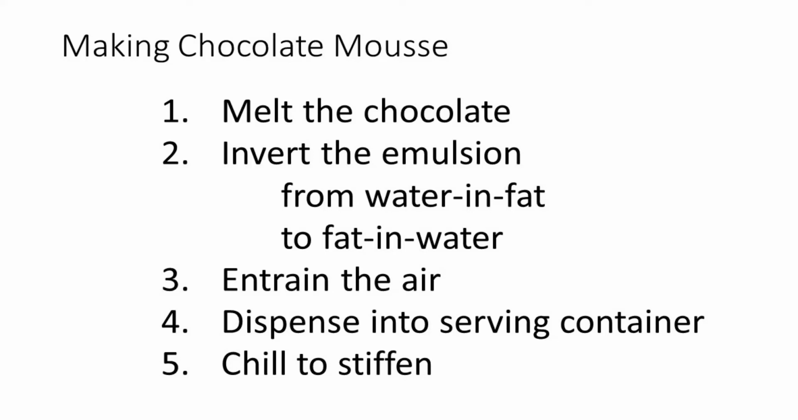Almost all chocolate mousse recipes are made using 5 basic steps. First, you melt the chocolate. Without the chocolate being in liquid form, you cannot entrain air. Second, you invert the emulsion from water and fat to fat and water. This allows the chocolate to stay liquid at room temperature, and also changes the chemistry so that the bubbles do not collapse quickly. Third, you entrain the air.